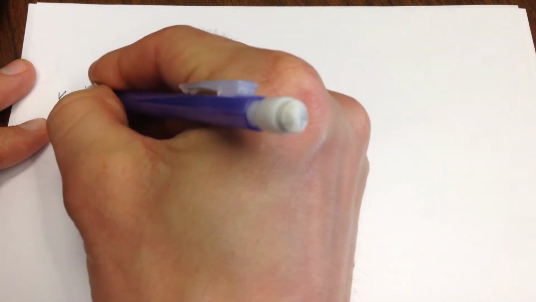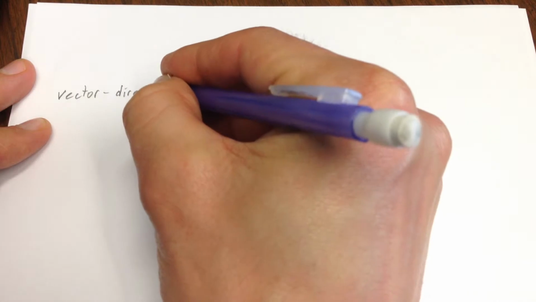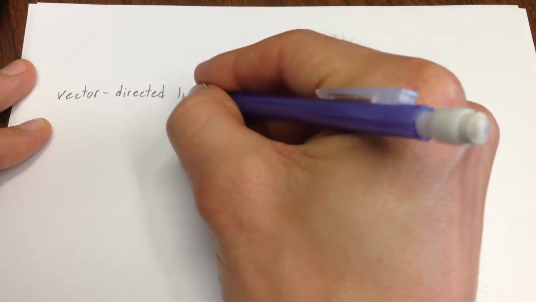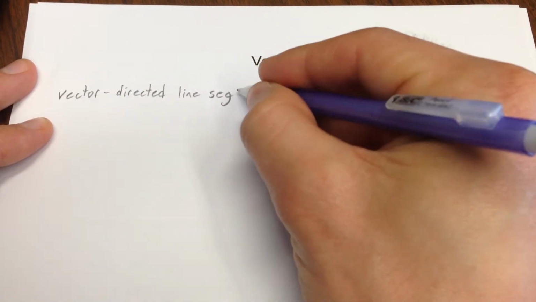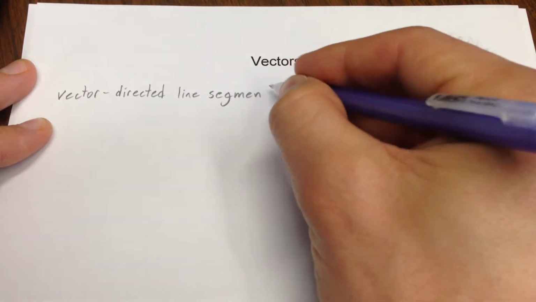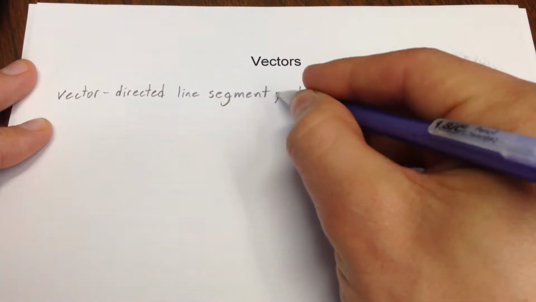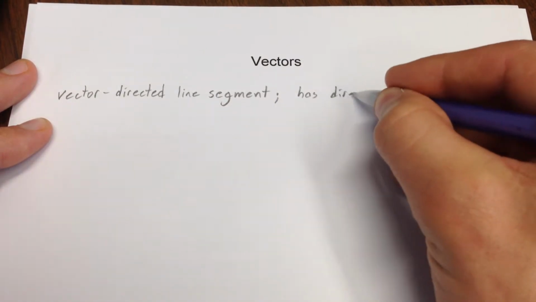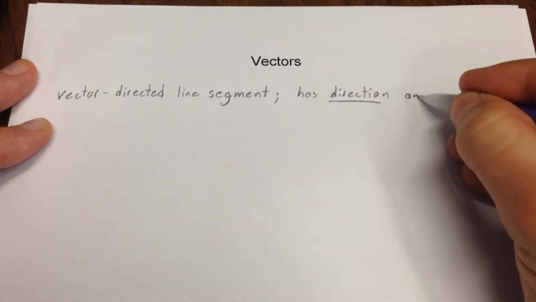Let's chat a little bit about vectors. So a vector is a directed line segment. So it has both a direction and a magnitude. So direction, you know which way you're going, and you know how far you're going.